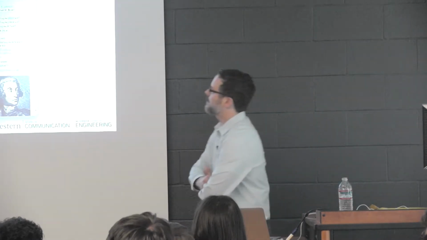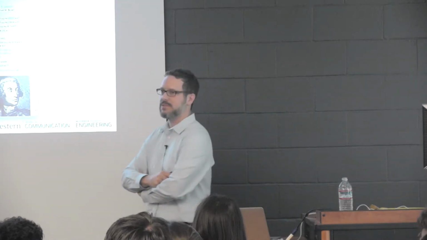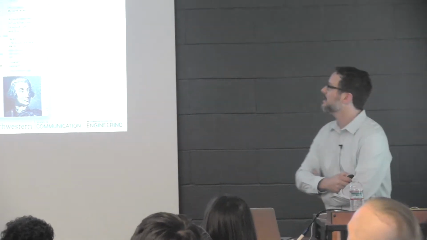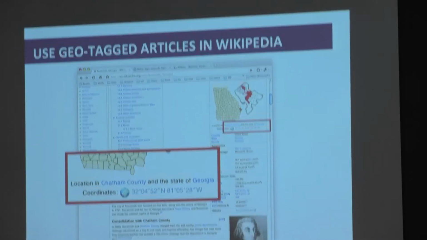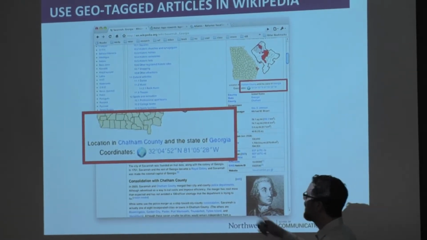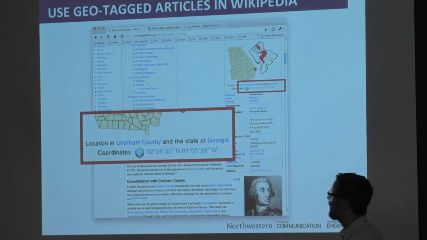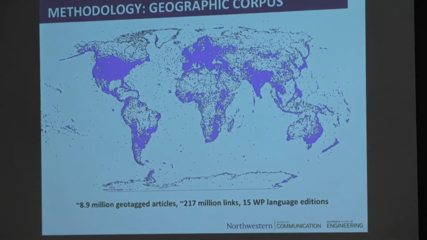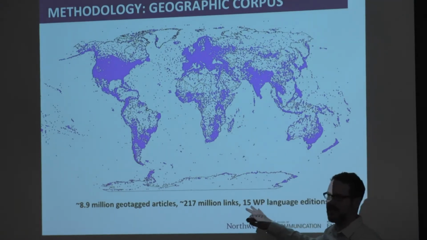So one of the ways we started to do this is we made use of some geotagged articles in Wikipedia. If you go to Wikipedia and it's a spatial entity, there's a lot of articles, actually a very large proportion, that are tagged with essentially latitude and longitude coordinates. So we have geotagged articles within Wikipedia. And this was our data set. We had about 9 million geotagged articles, about 217 million links across 15 Wikipedia language editions.